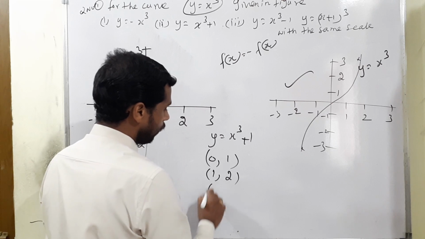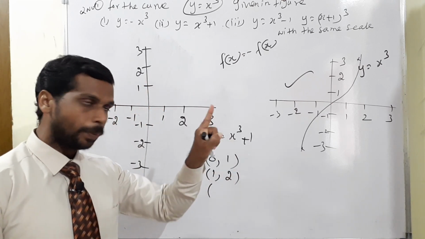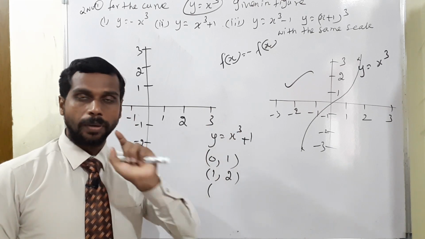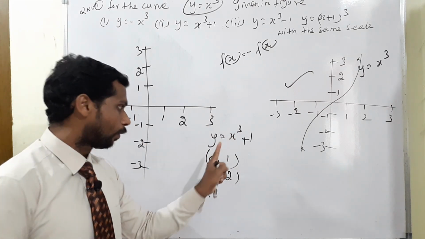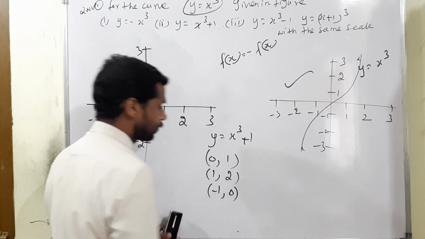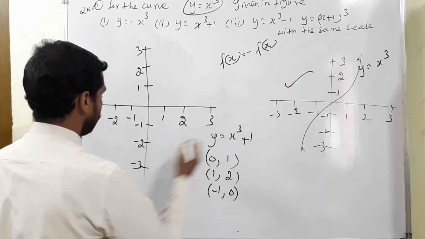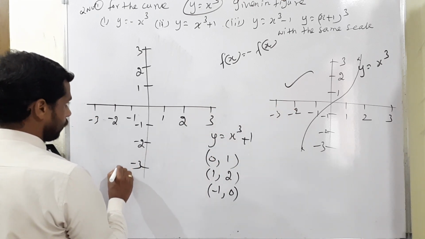So 1, 2. Then minus 1, what will happen? Minus 1 the whole cube, the power being an odd number, the negative sign will definitely repeat. Therefore negative 1 plus 1 is equal to 0. Therefore negative 1 comma 0. The first coordinate is 0 comma 1. This is the given diagram, isn't it? This is the original diagram.